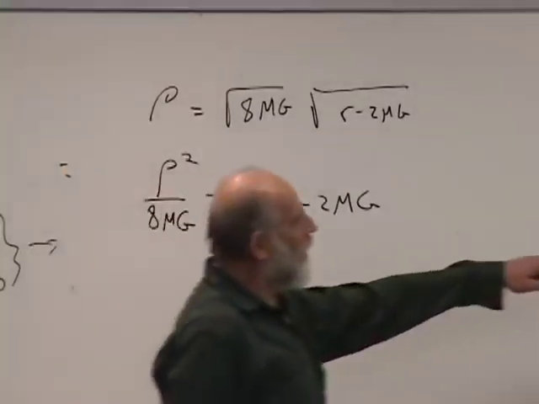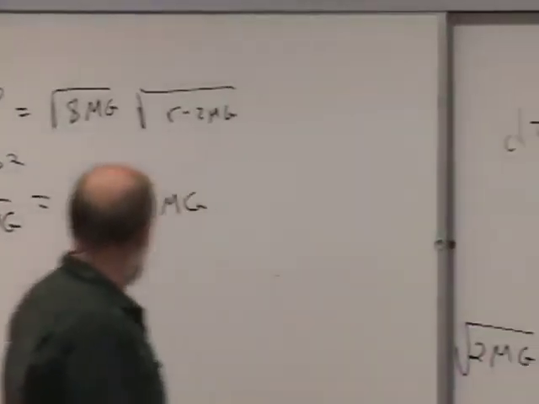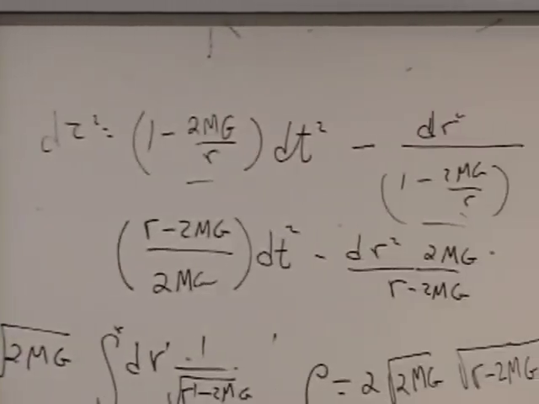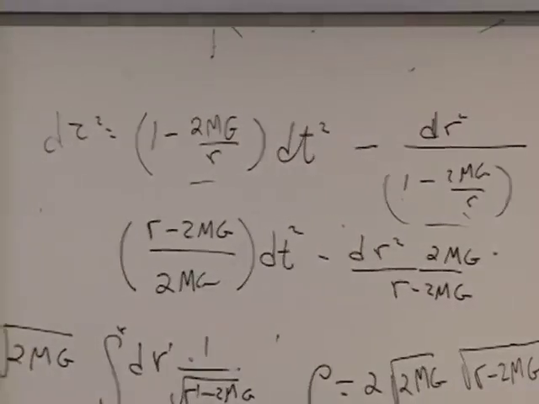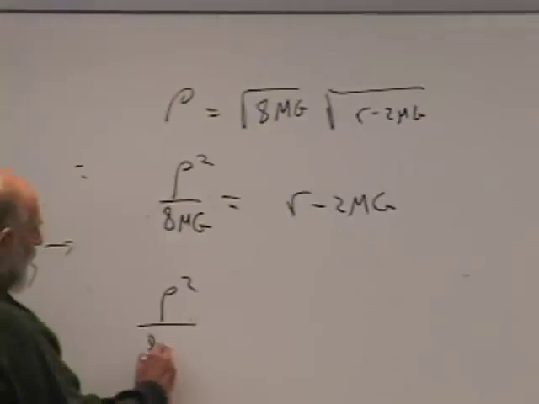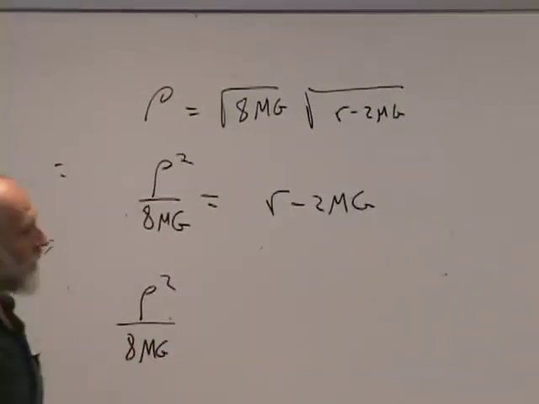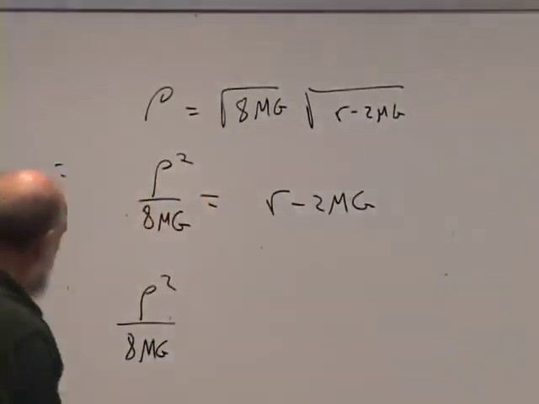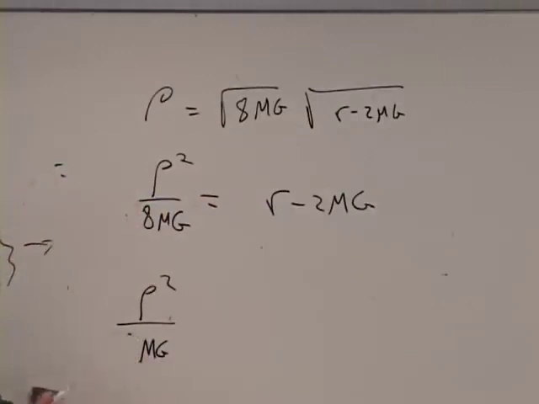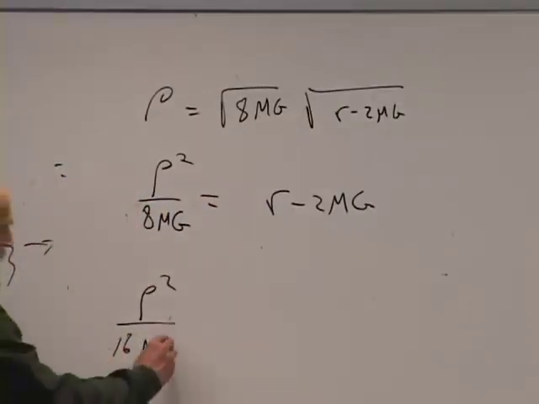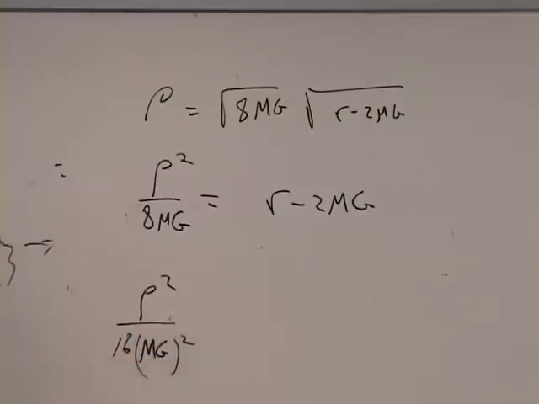All right, here we are, r minus 2mg over 2mg. Well, here it is. R minus 2mg is rho squared over 8mg. Then I believe there's another 2mg down squared. That makes that 16 m squared g squared, right? Times what? Times dt squared, right?